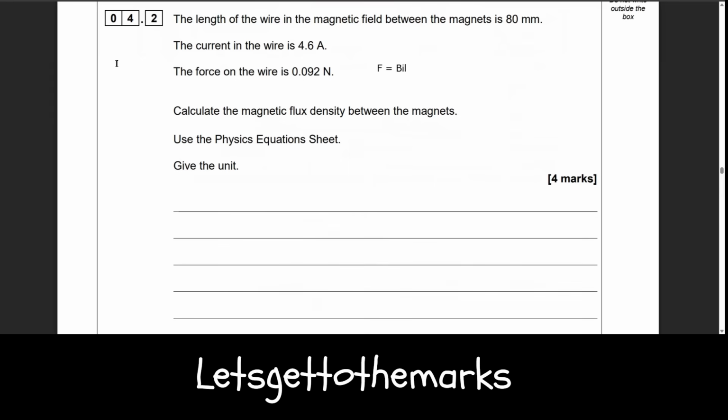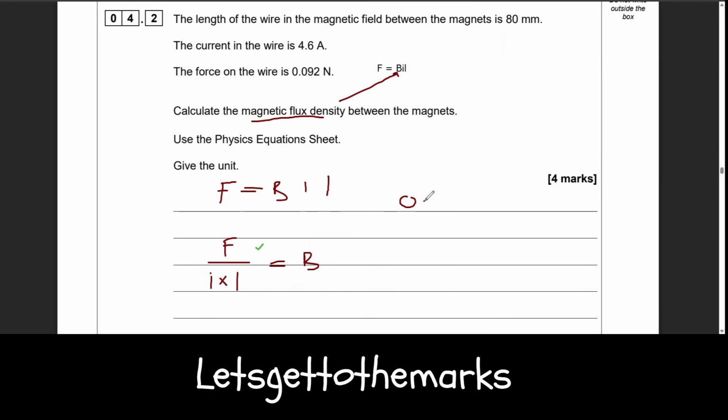Okay, what do they want us to find? That's the most important. The magnetic flux density, that is the B. So they want us to find B. So we want to rearrange this for 1 mark. I want to get rid of the I times L. So I'm going to divide both sides by I and both sides by L and leave the B on its own. So we're going to have F over I times L equals B. So rearrangement's going to be a mark. Let's put the numbers in for another mark.